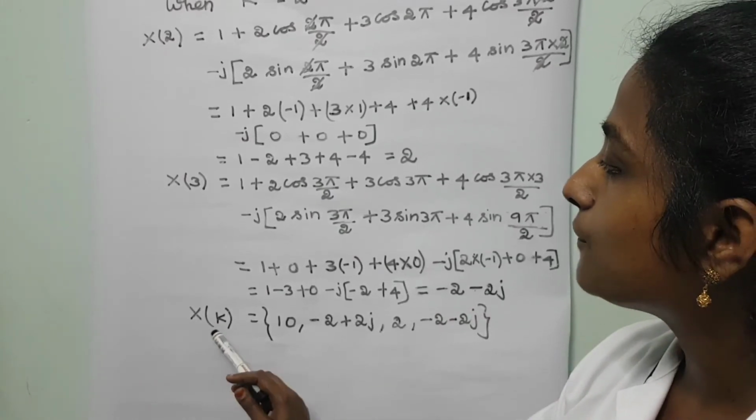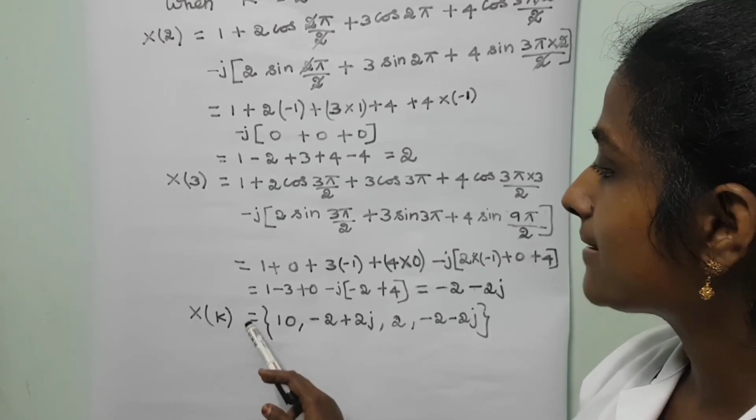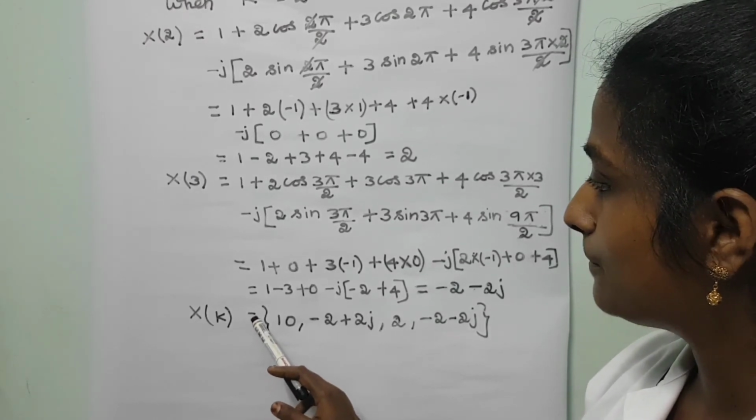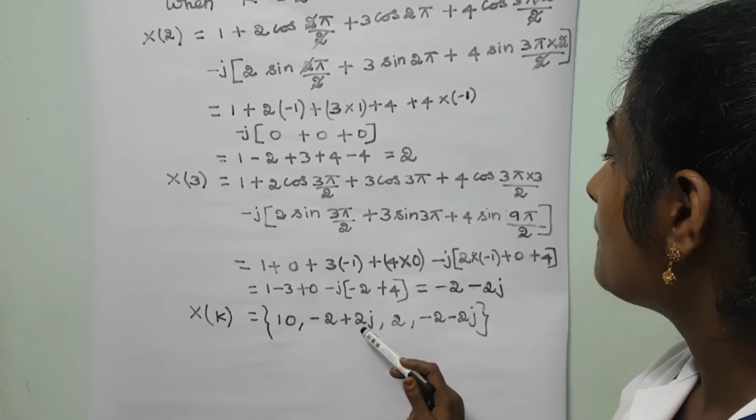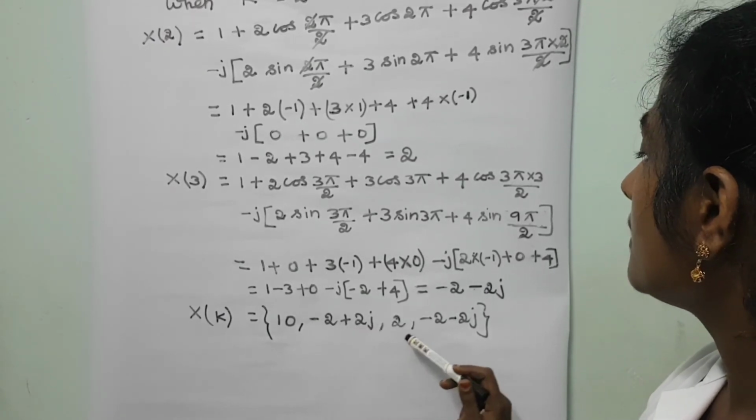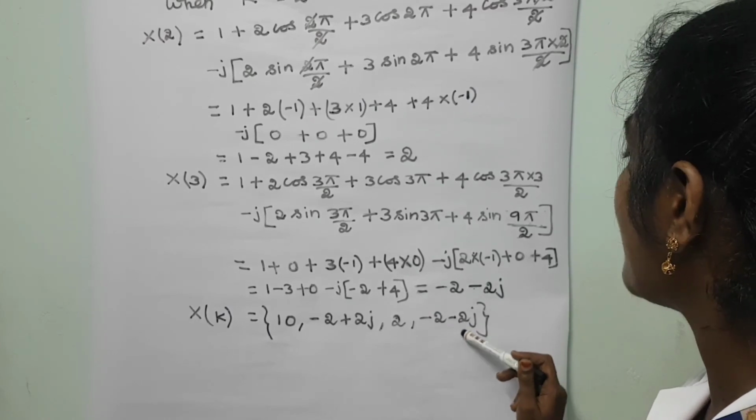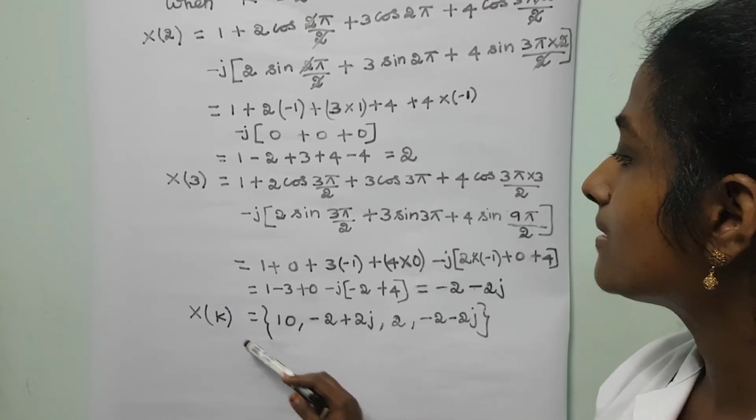So the discrete Fourier transform of x of n for the given problem is 10, minus 2 plus 2j, 2, minus 2 minus 2j.